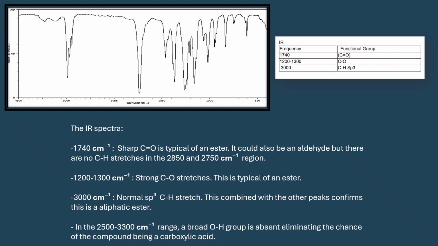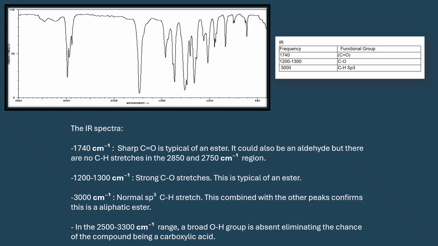Looking at the IR spectroscopy, we can identify the functional group and the purity. While we can't get a definitive purity level based solely off of the IR spectra, we can get a general idea. Looking at this IR spectra, we find a sharp C=O peak in the 1740 region. This is typical of an ester. It can also be an aldehyde, but there are no CH stretches at the 2850 and 2750 region. We can also see strong C-O stretches in the 1200 to 1300 region. This is typical of an ester.